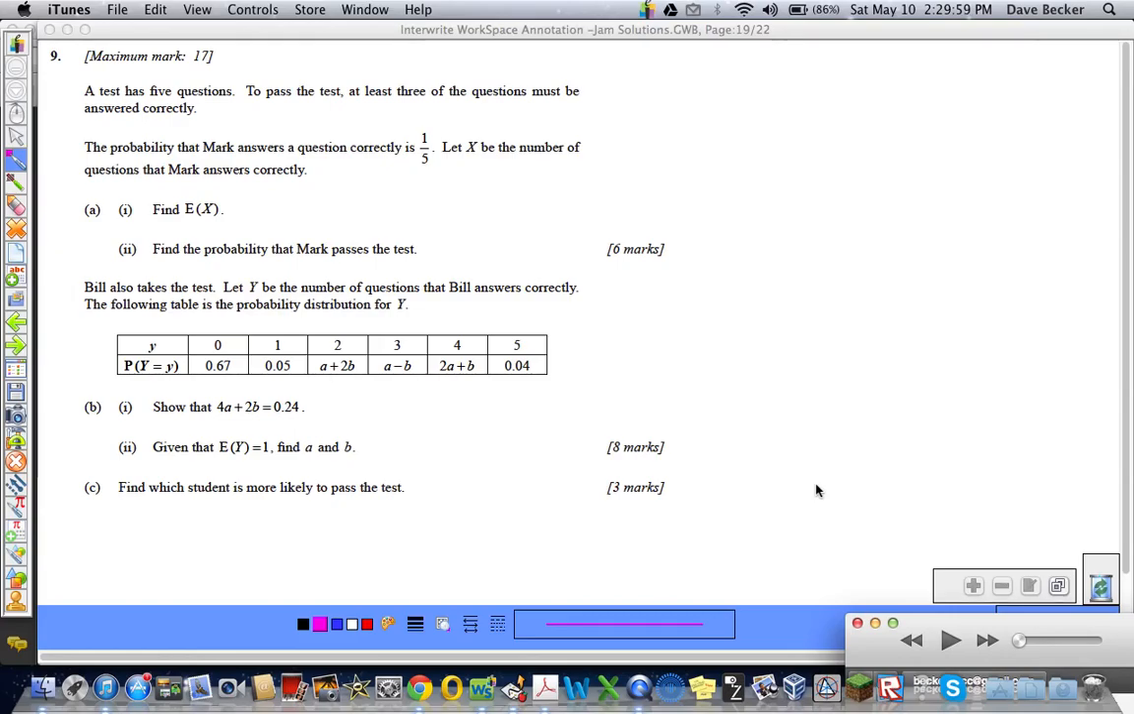A little bit of exam jam number 9. That's the solution that we are working. So let's get to it, shall we?